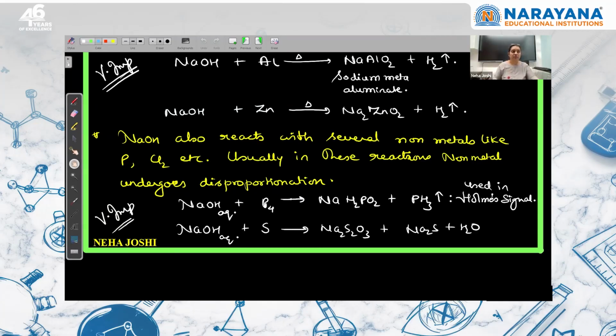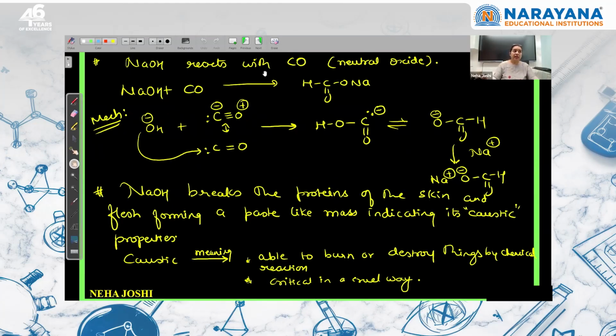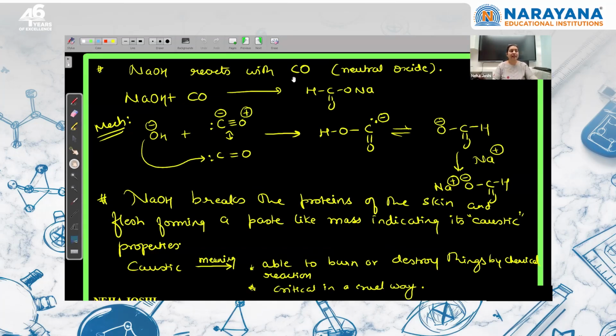So in the NaOH and P4 reaction, P4 is disproportionating to NaH2PO2 and phosphine. This is a gas. If you make sulfur react with NaOH, then you have Na2S2O3 and Na2S. So non-metals usually undergo disproportionation in NaOH. Yes, it can react even with a neutral oxide like carbon monoxide because it is highly basic. But then how does it react? It forms sodium formate. The reaction goes somewhat like this.